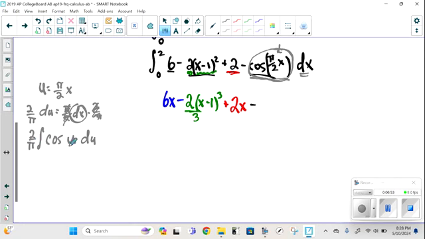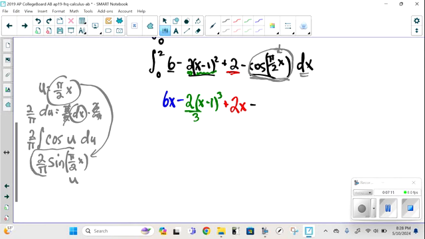What is the integration of cosine? Well, sir, it's just the sine. 2 over pi, and this would be the sine of u, but back in for u, I need to put pi over 2 times x. So this thing right here is what I'm getting for this integration. So we got minus 2 over pi times the sine of pi over 2x.